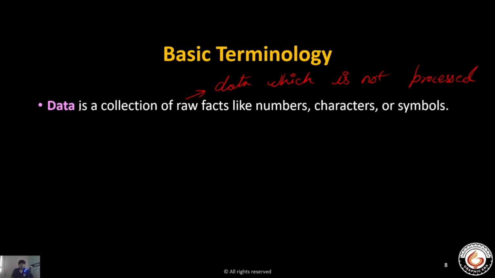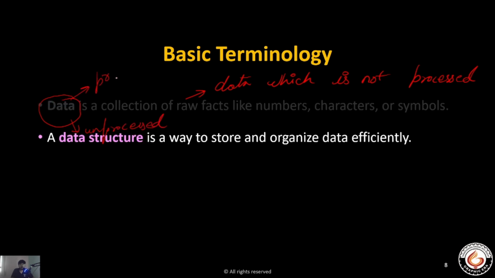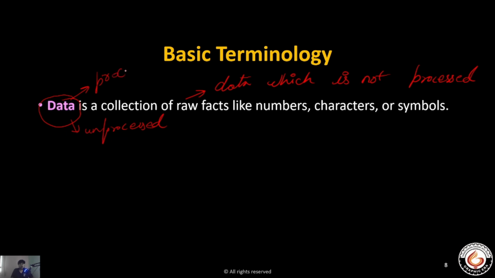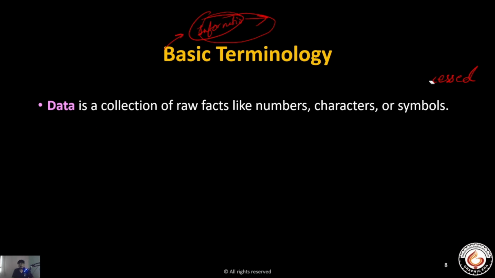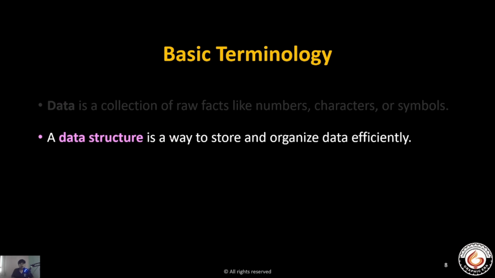In the same way, if the data is unprocessed, then there is no need of it. But when the data gets processed, it becomes information. And now this information is useful for us. That's why we say data is a collection of raw facts and figures. Now we will know about what is a data structure. A data structure is a way to organize and store data efficiently.